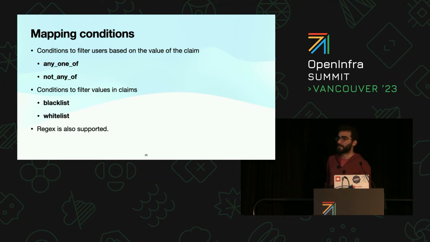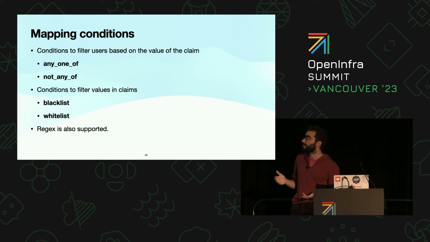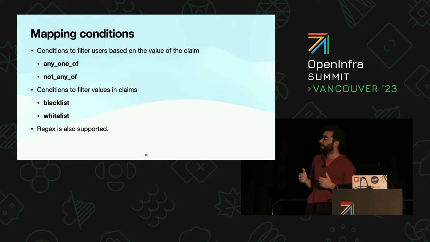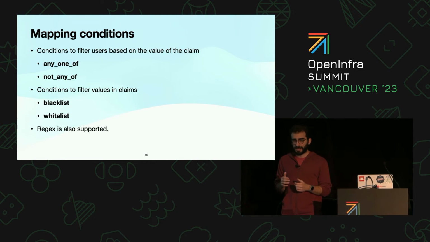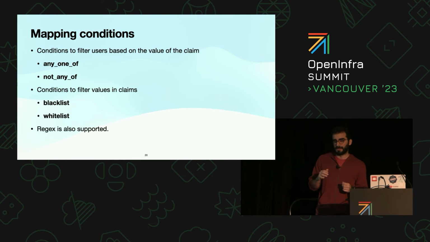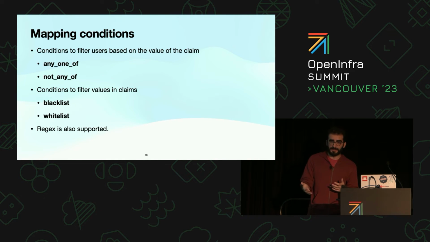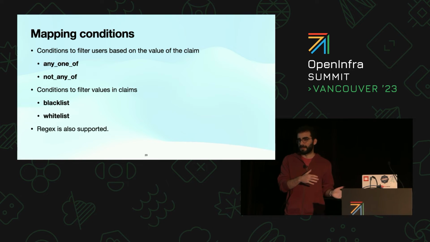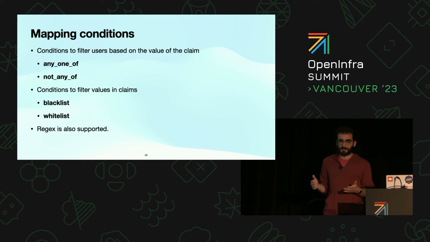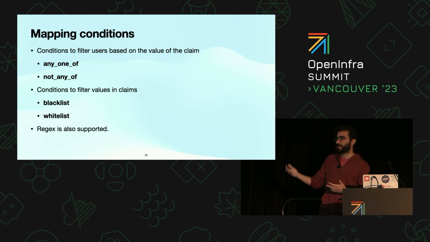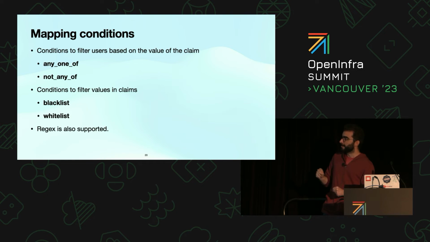There's a lot more that you can do with the mappings. You can specify conditions. These can be conditions to filter users based on the value of the claim, so any one of, not any off. In case a user fails this condition, they're not going to be allowed to authenticate. You also have conditions to filter the values in the claims themselves. So if you only want to map some of the groups that are in the identity provider to groups in Keystone, you're going to be providing either a blacklist or a whitelist to only filter those values as necessary. And regex is also supported, so good luck with that.